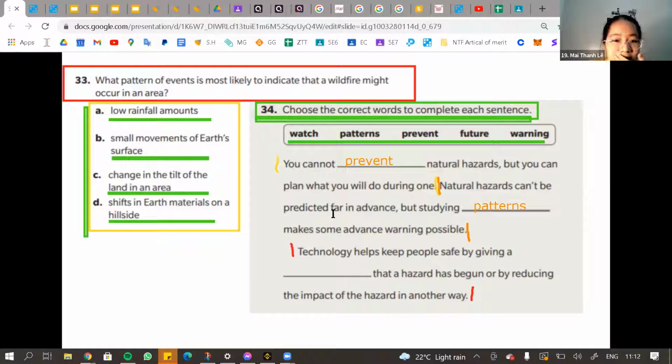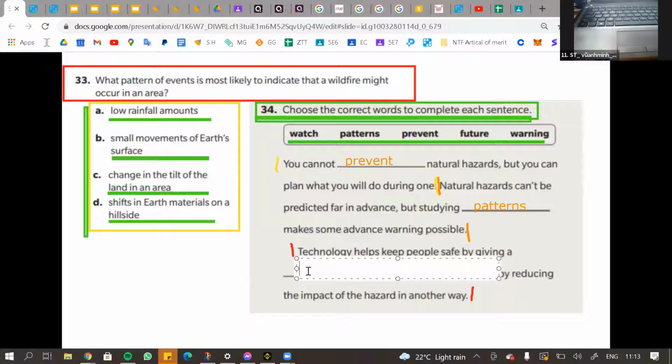And for the last part, I want Goku to take a turn. Technology helps keep people safe by giving a warning that a hazard has begun, or by reducing the impact of the hazard in another way.